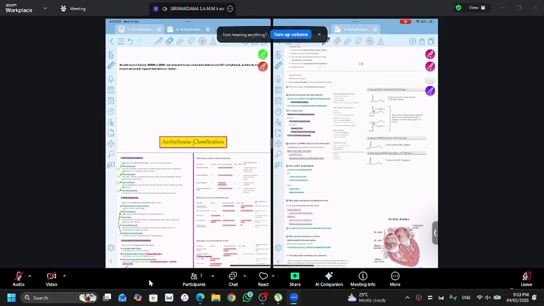So this behaves pretty similarly to a junctional tachycardia. Now, junctional tachycardia happens due to abnormal automaticity. This is happening due to a reentrant circuit. So what are the different things that can happen?